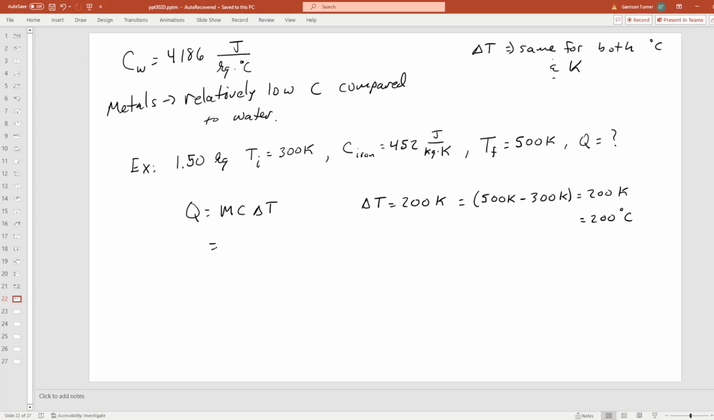And so now we can just plug everything in. So this is going to be 1.5 and C is 452 joules per kilogram per Kelvin, and my delta T is 200 Kelvin. Okay. And so we now plug this into our calculator. And we're going to get 1.5 times 452 times 200.